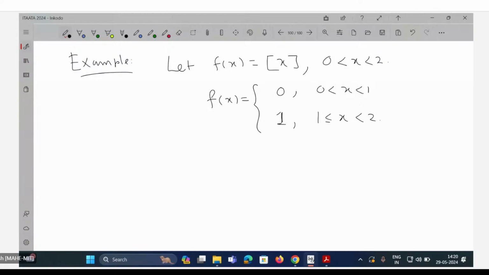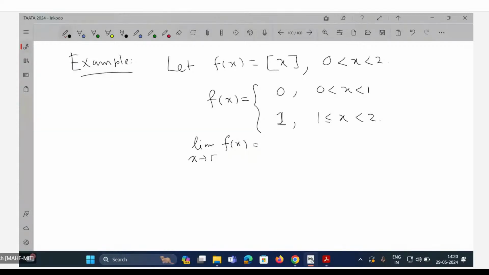It's a constant between 0 and 1, so that does not matter. Between 1 and 2 you have to consider. So 1 is an interior point of the interval. That means now we check whether the left hand limit and right hand limit exist or not. What is the left hand limit, limit x tends to 1 minus of f(x)? Can you tell us what will be the left hand limit?